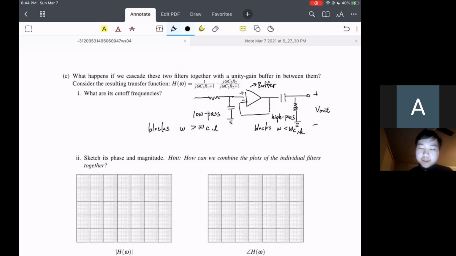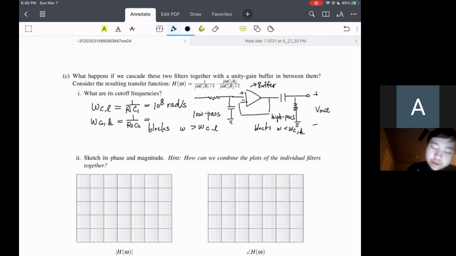Okay, so the cutoff frequencies in this case are just going to be the cutoff frequencies of the two individual filters. The cutoff frequency given by the low-pass filter would just be 1 over R1C1, which is 10 to the 8th radians per second. Whereas the cutoff frequency given by the high-pass filter is just 1 over R2C2, which is 10 to the 5th radians per second.